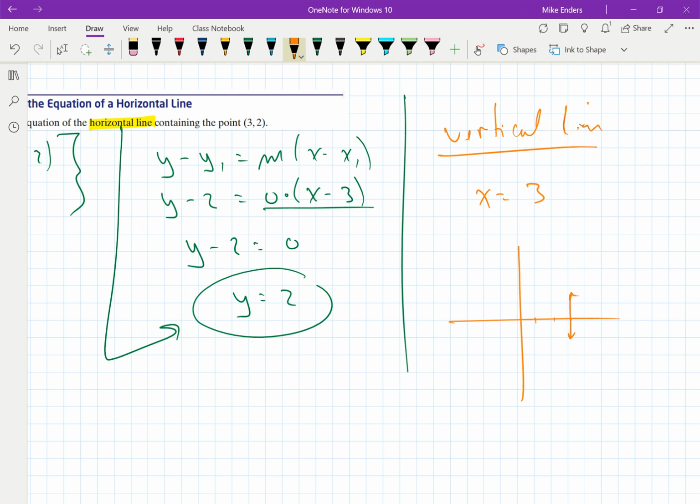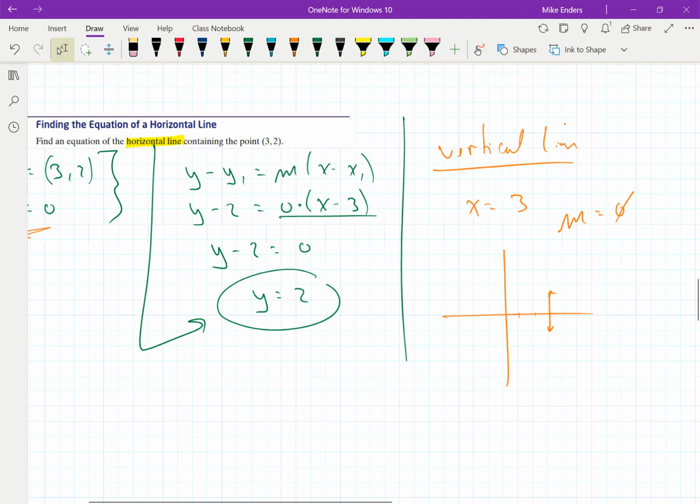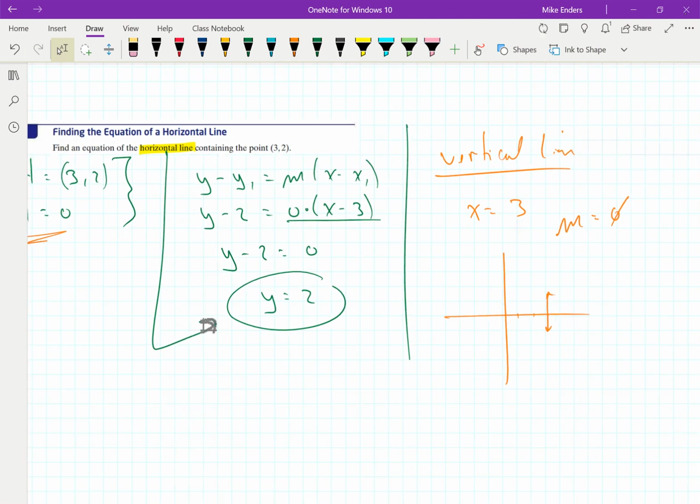So we got vertical lines with undefined slope. So slope was undefined. Horizontal lines here with 0 slope. Just a couple of different items as far as what these sorts of lines look like. The horizontal line will always fix our y value, and our vertical line will always fix the x value.